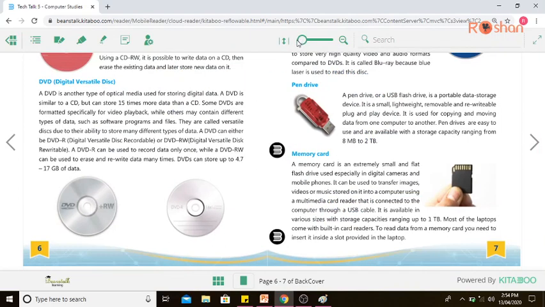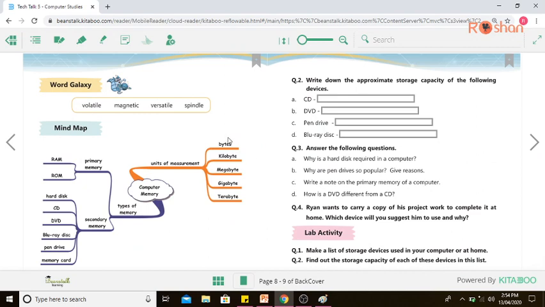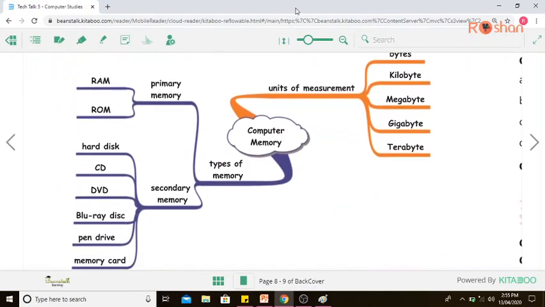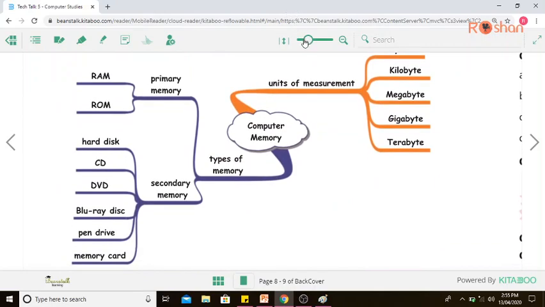Okay. So now I hope you understand the whole chapter. The word galaxy: volatile, magnetic, versatile, and spindly. So these are the word galaxy. You just go through it. It's very easy to understand. And then we can see here the mind map. In the mind map, we can see what we have learned here.